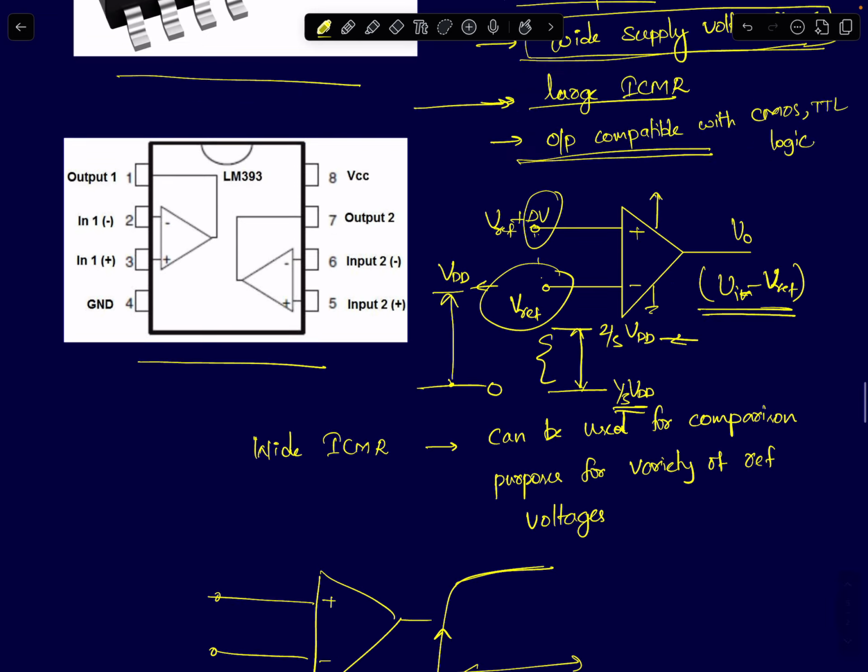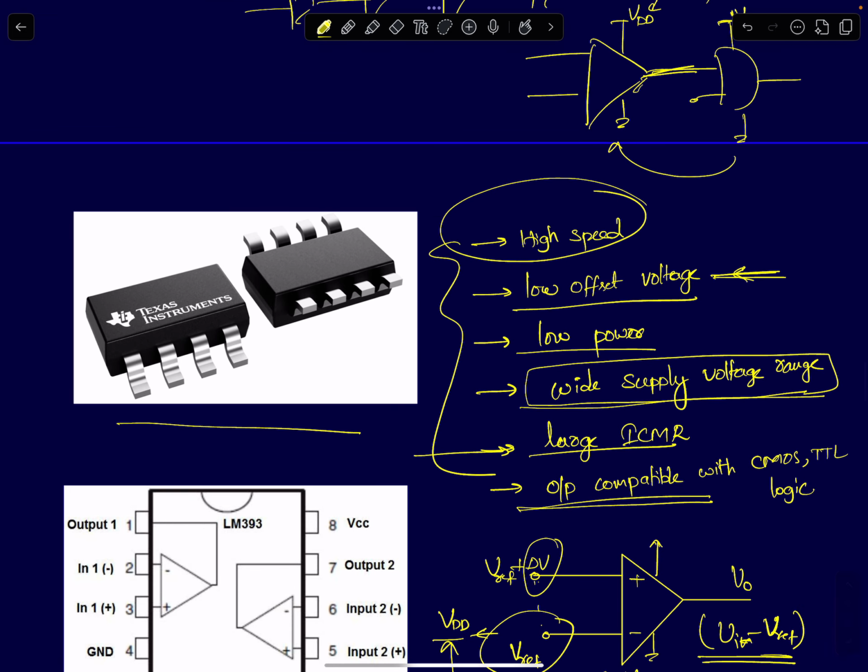See, when I'm talking about these limits, these are all for discrete comparator ICs. If you're going to pick a comparator IC from the available commercial products, you have to look for all these numbers. Okay, you have to look for all these specs on the data sheet.